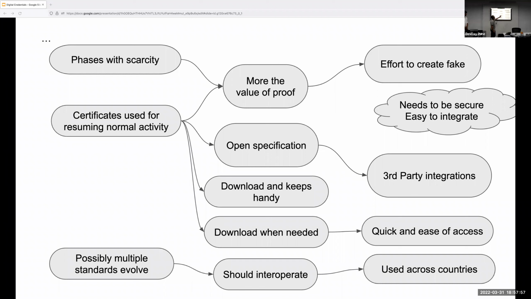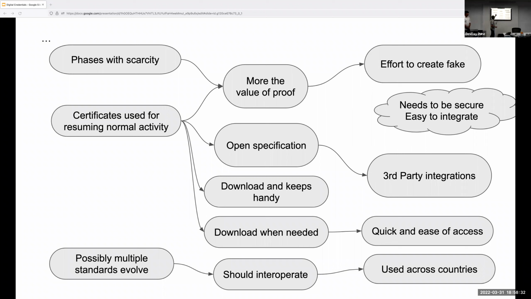So what we can conclude from that is it should be secure, and you cannot reproduce or fake the certificate. And also, we are saying the certificate should enable social activity, which means others should be able to understand the certificate. It's not a proprietary certificate where only a few authorities can read it. That's not going to work. So it should be open specification based, so that third parties can integrate and leverage the value out of the certificate.